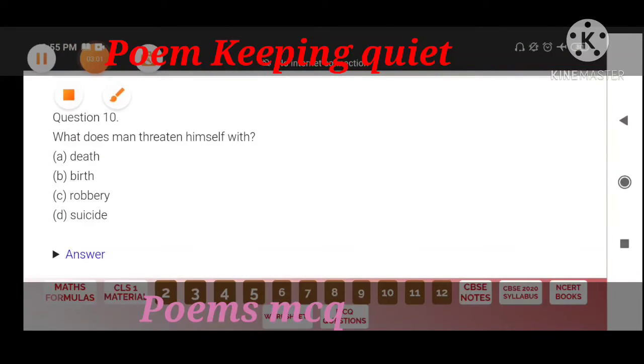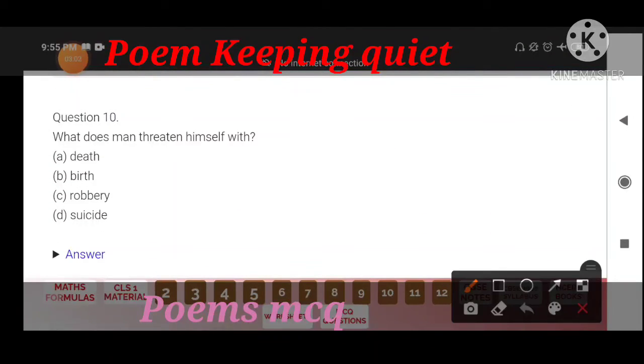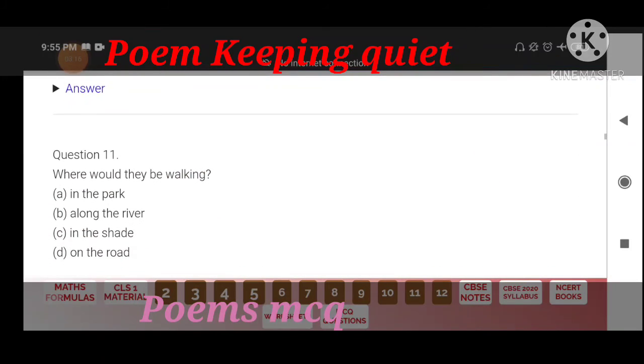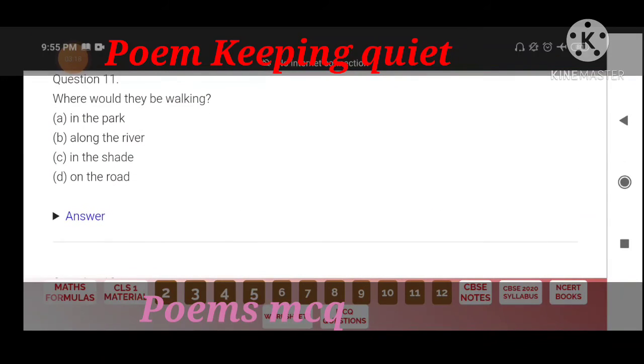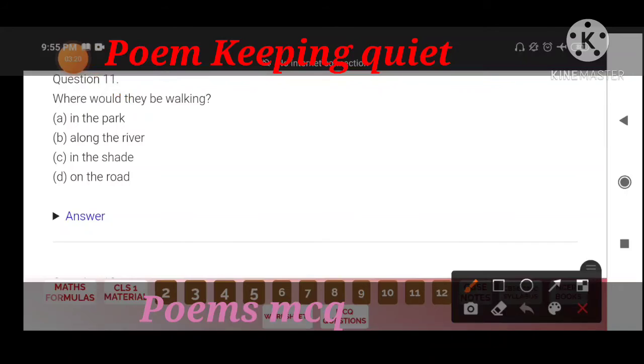What does the man threaten himself with? Death, birth, robbery or suicide? So answer is here death. Where would they be walking: in the park, along the river, in the shade or on the road? The answer is in the shade.